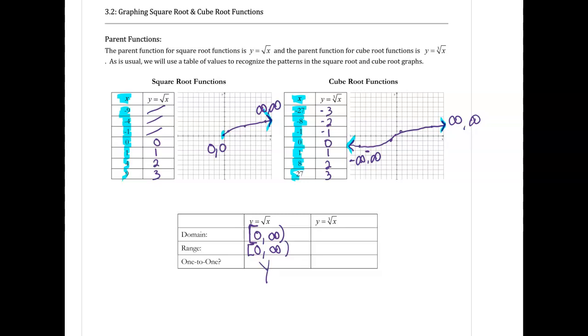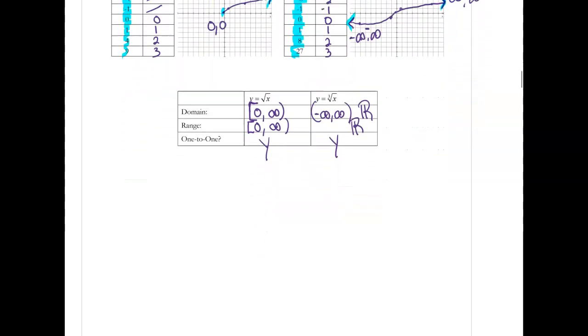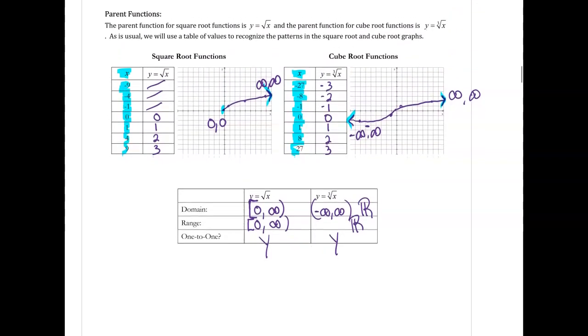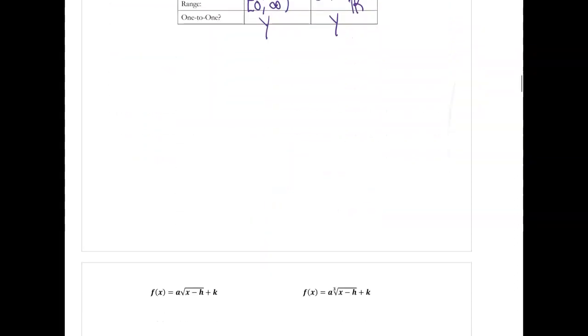And in my cube root function, if I did my domain, I could write that funky R for all real numbers, and then the same would happen for my range, and yes, this is one-to-one. All right, so let's graph a couple now. These are the parent functions, and let's talk about what happens when you involve your A, H, and K.